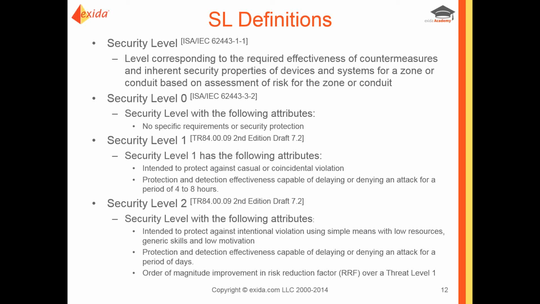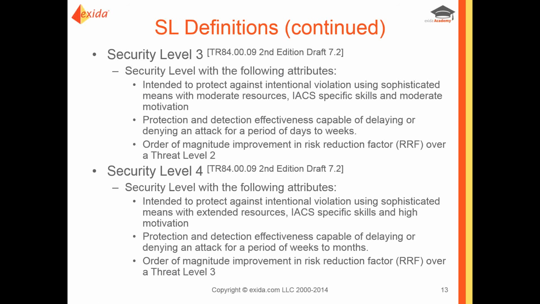When we get to security level 2, we're looking for an increased period of time, but also an order of magnitude in terms of risk reduction over security level 1. Security level 3 would have an additional order of magnitude risk reduction over security level 2, and also an increase in terms of being able to delay or deny an attack, and so on and so forth with security level 4.